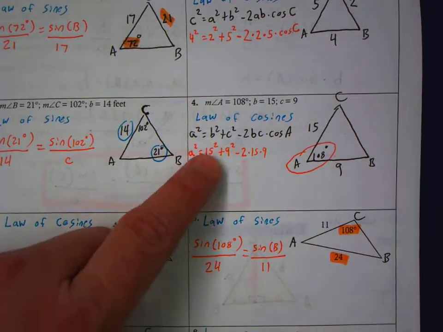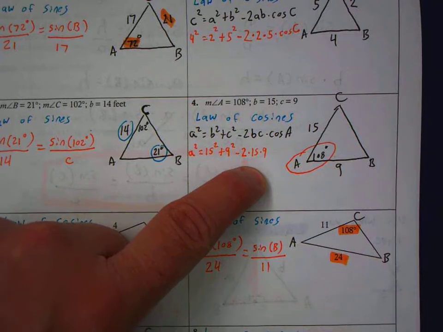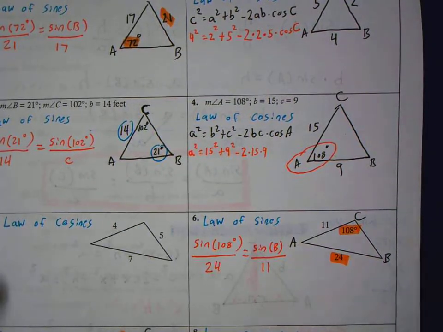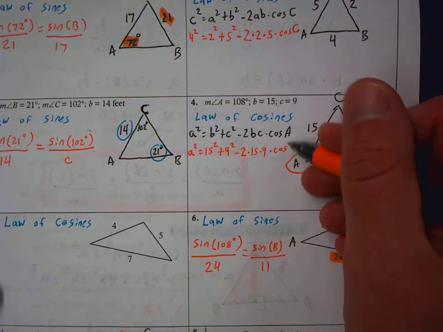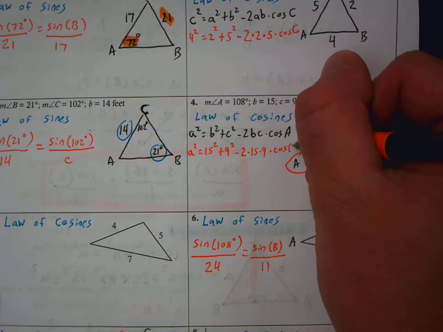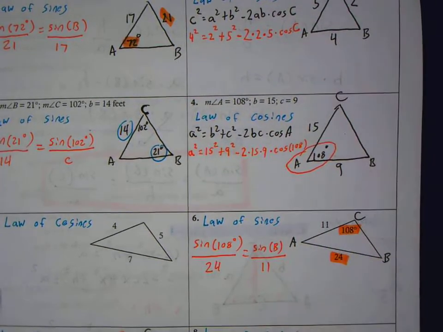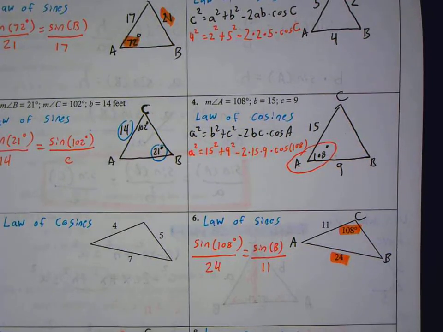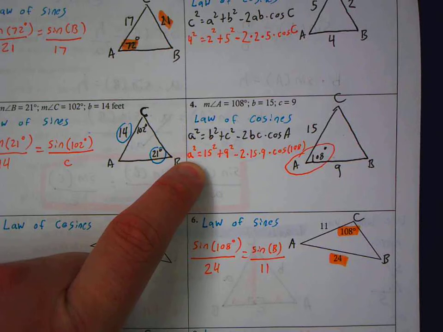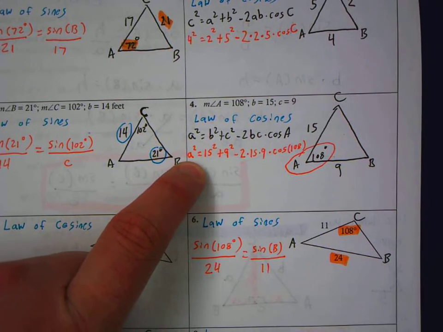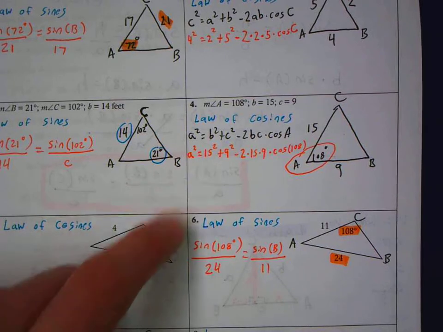I usually just copy those two numbers over here. And then times cosine of 108, right? A. And then using all that, we can find the length of side A, which is across from angle A. Make sense? Next.